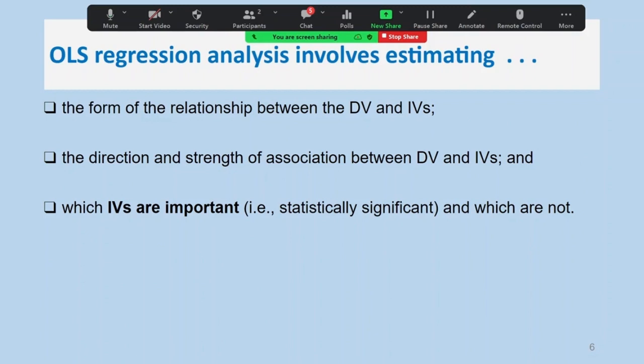So OLS regression analysis involves estimating the form of the relationship between dependent variables and independent variables. So what form does it take? I'll talk a little bit more about that. The direction and strength of association between the dependent and independent variables, and which independent variables are important. Again, narrowly defined, statistically significant, and which are not. Okay?